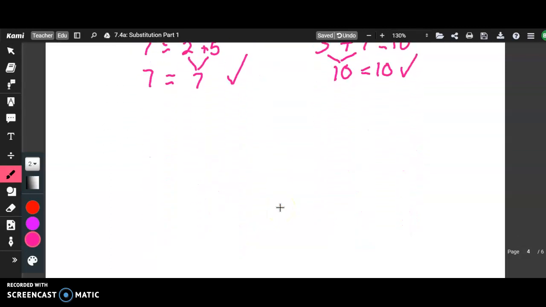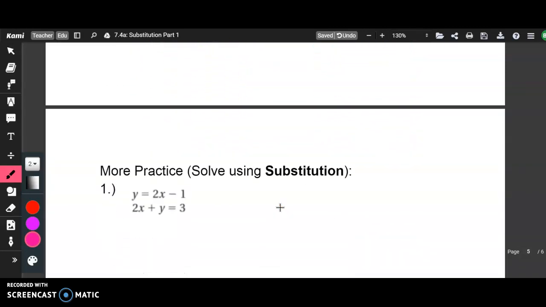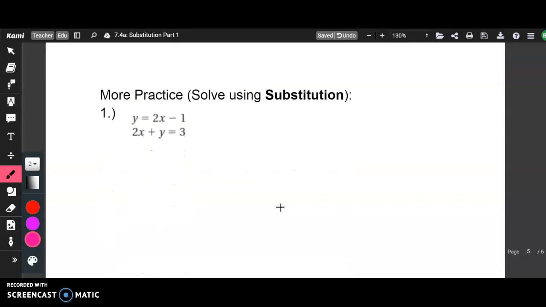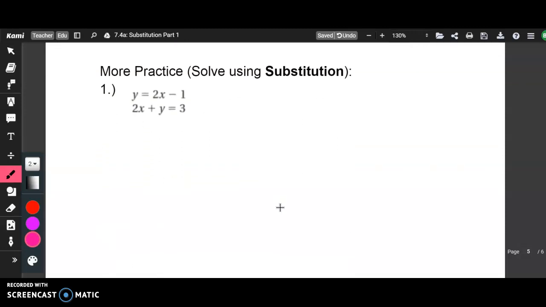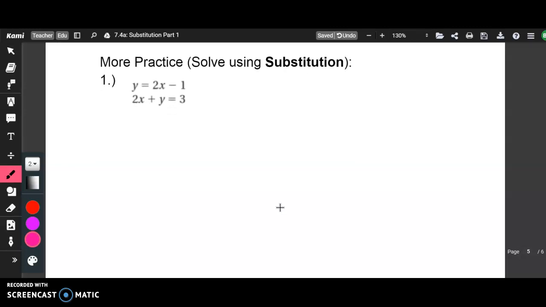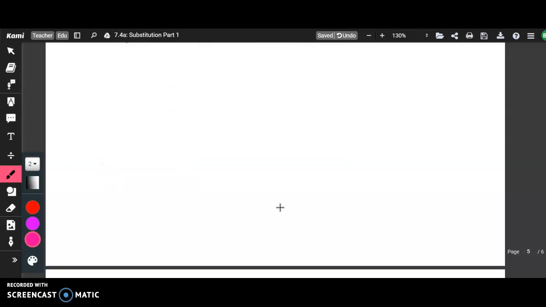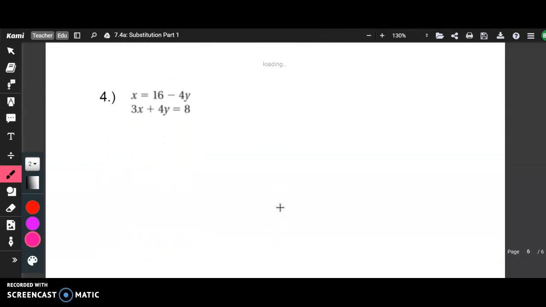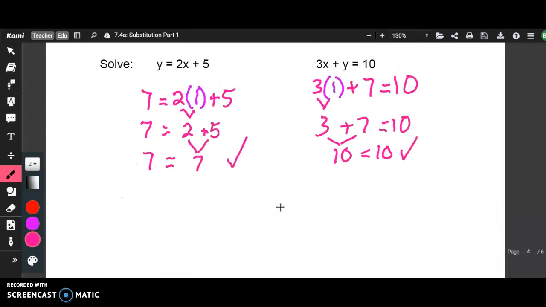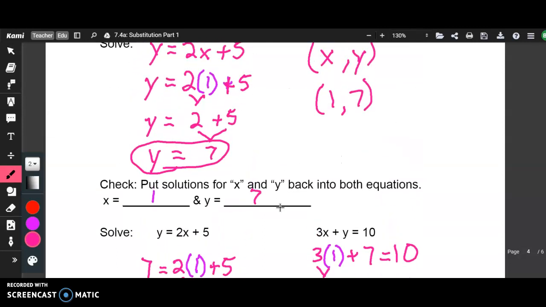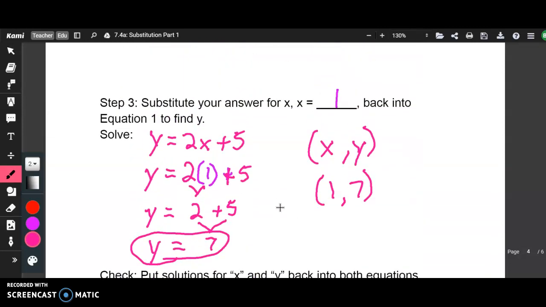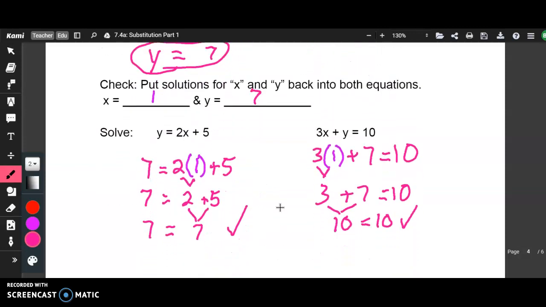We did that well. All right, so now what you're going to do is you're going to practice these. Solve these equations using substitution. So we got 1, 2, 3, 4 problems to do. If you're struggling, watch this video again. Keep looking at the steps 1 through 3, step 1, 2, and 3. And then be sure to check your answer to make sure you got it right.